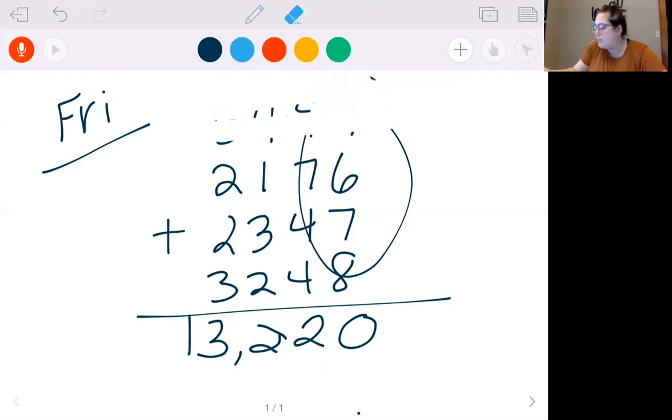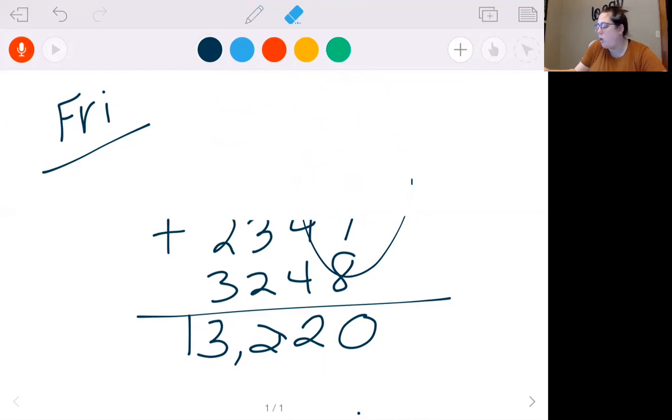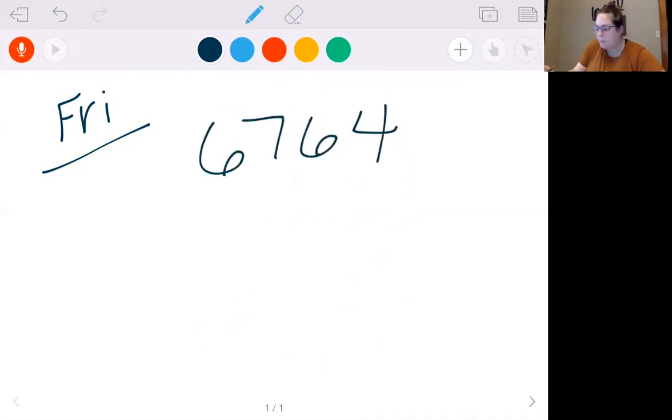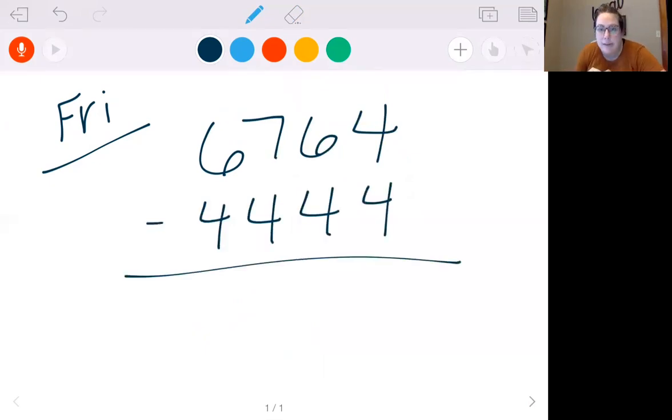Let's do a quick subtraction one, and then I'm going to let you take your quiz. There is no homework because it's Friday, so I just want you guys to make sure that you're studying for this test that is on the 22nd. So let's do the first one. They give us 67, 67, and then 4,444. This seems like it should be a pretty easy one.